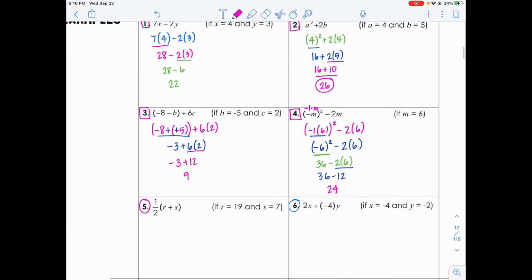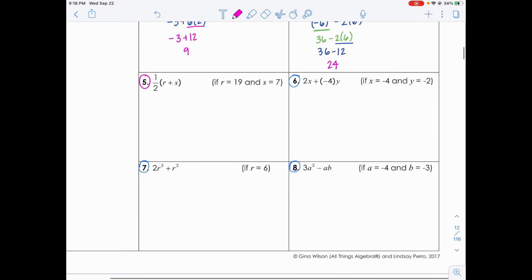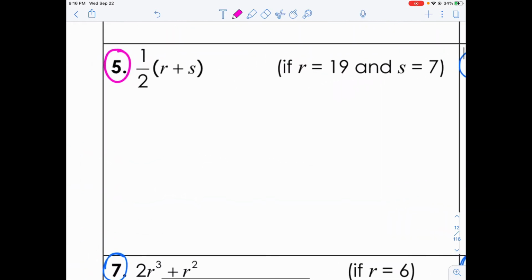I would like you to do 5, 6, 7, and 8 on your own. So go ahead and pause the video. Work through the problems on your own, making sure that every time you're substituting something in, you're putting it inside of a parentheses. And then unpause the video after you've worked through it. Check your answers with what I have done. Now that you've had a chance to work on them, here we go.